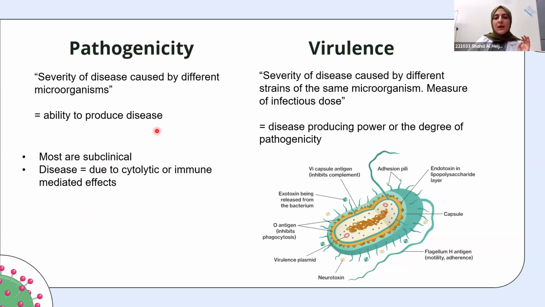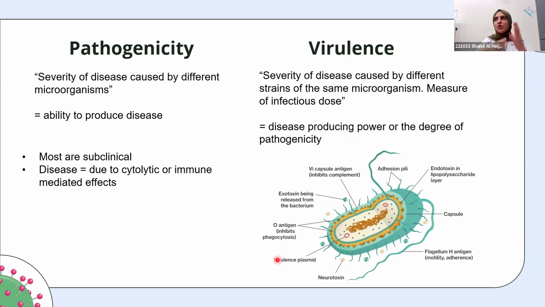really cause disease. Now, virulence is the severity of disease caused by different strains of the same microorganism, a measure of the infectious dose. Basically, in simple words, it's the disease-producing power or the degree of pathogenicity. So in virulence, you have different strains that can cause infection, but you need to know the disease-producing power, the degree of the pathogenicity.